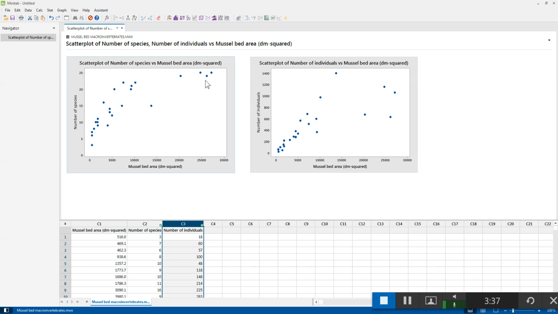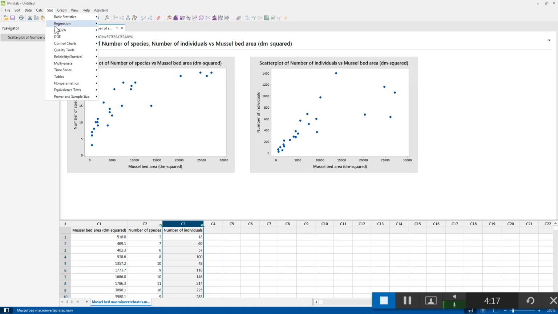I can think, well, is it reasonable to assume that the number of individuals of macroinvertebrates or the number of species of macroinvertebrates is in some way dependent on the mussel bed area? Or is this just a sort of correlation, causation, no causation type issue? Well, it's reasonable to make that assumption. I can think of a mechanism where the bigger the mussel bed area, the more individuals could be supported because of the complexity of the substrate that the mussel beds give. And as we see more individuals, it's likely that we could see more species. So I think we're reasonable to progress with a regression here.